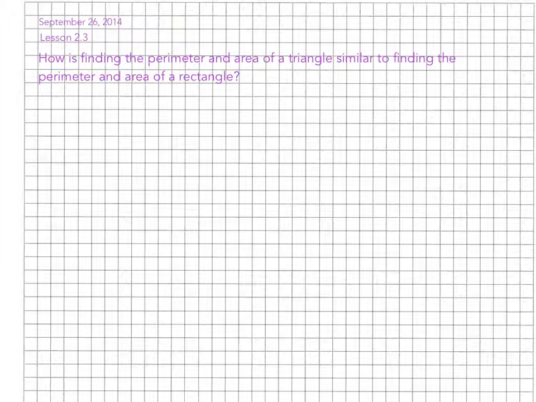Today is September 26, 2014. And today's lesson is lesson 2.3. Yesterday we worked on 2.2 and today we're going to work on 2.3. And the question I'm going to ask you today is, how is finding the perimeter and area of a triangle similar to finding the perimeter and area of a rectangle? So again, this is our question. How is finding the perimeter and area of a triangle similar to finding the perimeter and area of a rectangle?